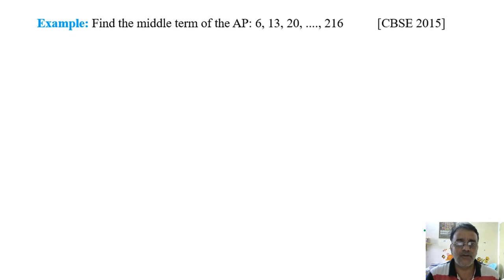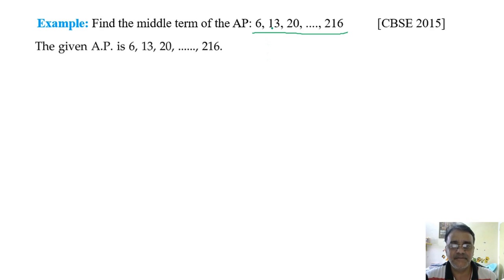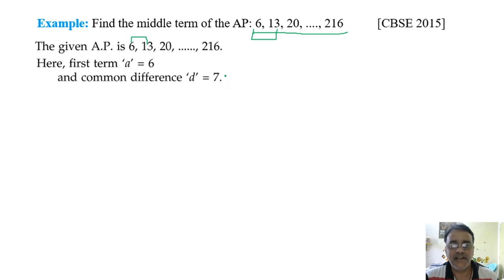Now one very good and very different question is, find the middle term of the AP. This is a 2015 board question. For the middle term, we should know the total number of terms. So first we will find the total number of terms, that is n. What is A here? 6. Okay, fine. And what is D? Second term minus first term, 7. Right. D is equals to 7.